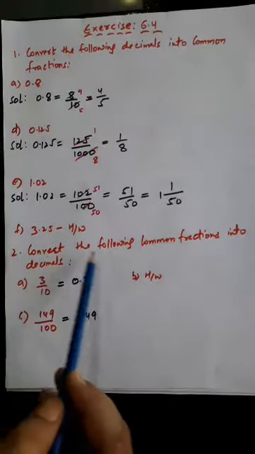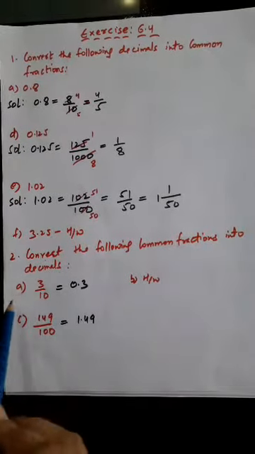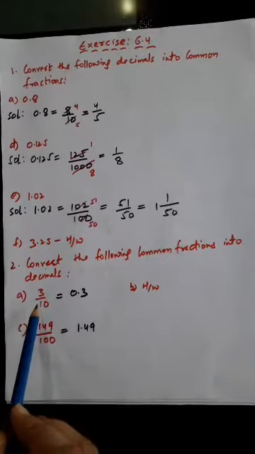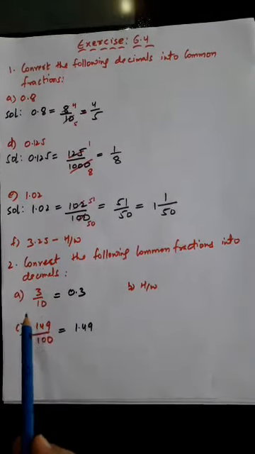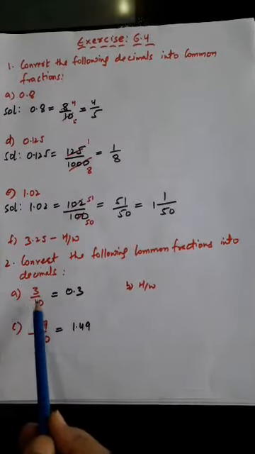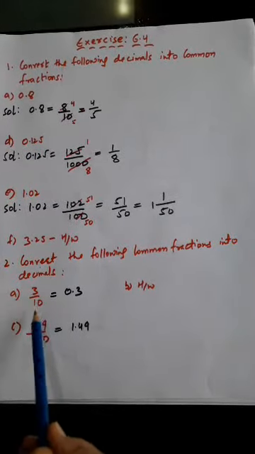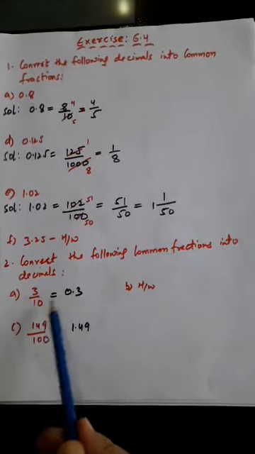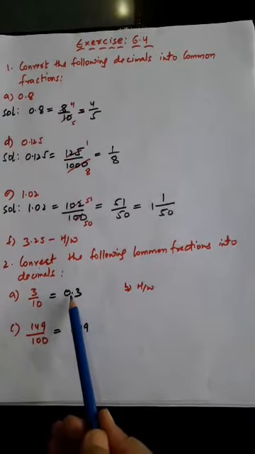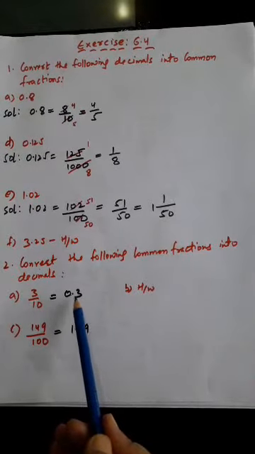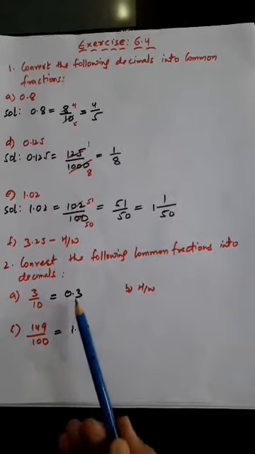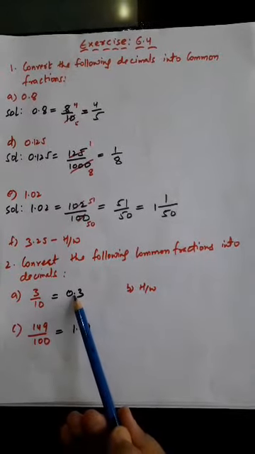Question number 2, convert the following fractions into decimals. First is A part, 3 by 10. Okay, as students, 3 by 10 can be written as 0.3, as there is 10 in the denominator, so you put the decimal after 1 digit, moving from right to left. Okay, you have to leave one digit and put the point.